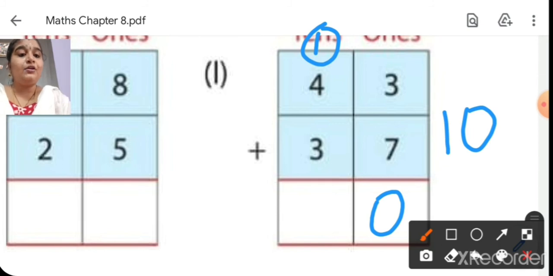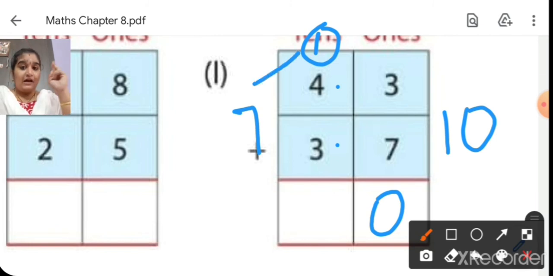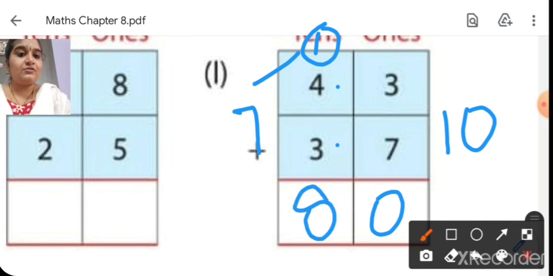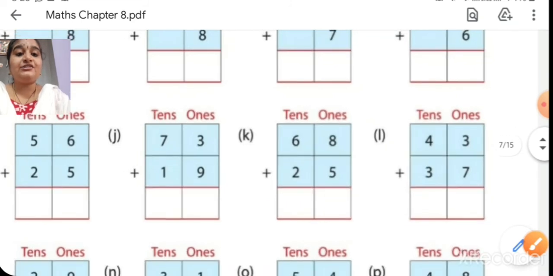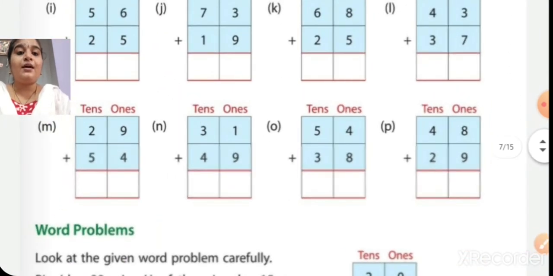Now we will add 4 plus 3. 4 in the mind, 3 in the finger. After 4, 5, 6, 7. Now we will add these two. 7 in the mind, 1 in the finger. After 7, 8. So what is the answer? 80. So now you have understood the concept of carry forward.